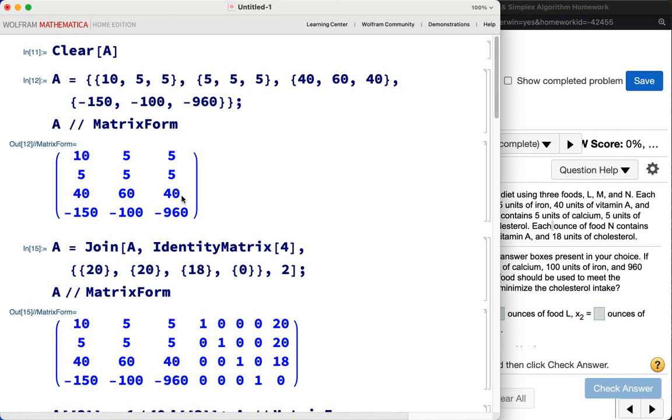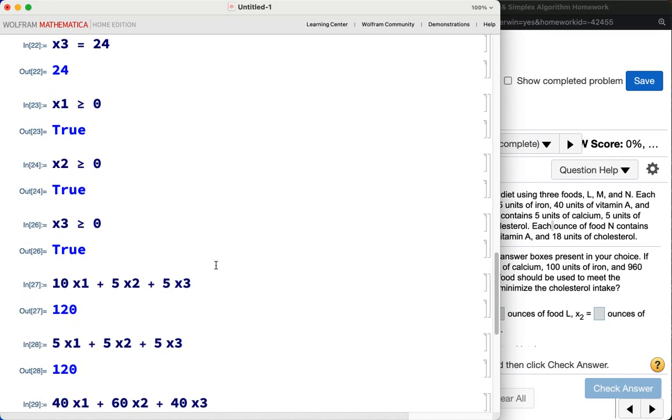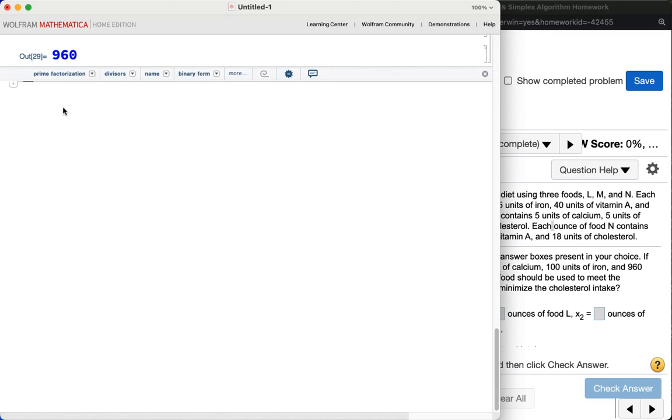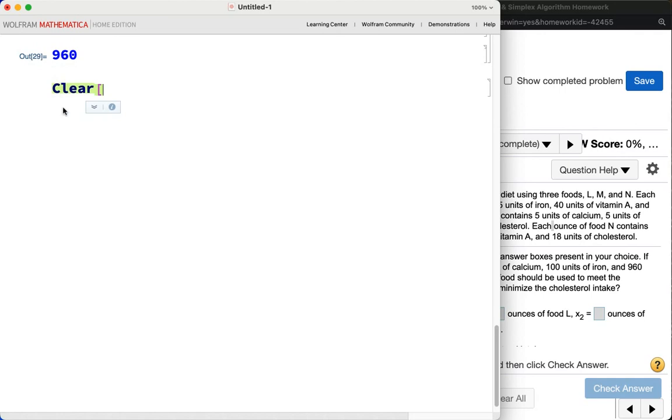whoa. Again, why do I keep doing this? I did the same thing in the last video where I forgot to take the transpose, and I did the same thing again here. So this is close to the right answer, but it's not the right answer. So clear A, we have to start this again because I forgot to take the transpose. Okay, we're going to get this right.